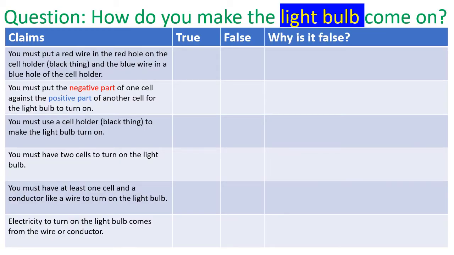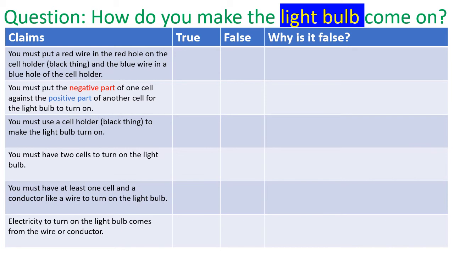So we continue to think about how do you make the light bulb come on, and people made claims. I remember when we made our predictions, some people said you must have a red wire and a blue wire to make it turn on. You must put the red wire in the red hole and the blue wire in the blue hole.